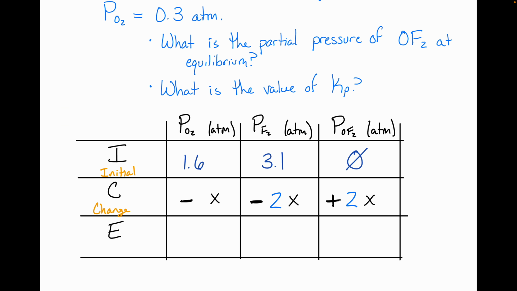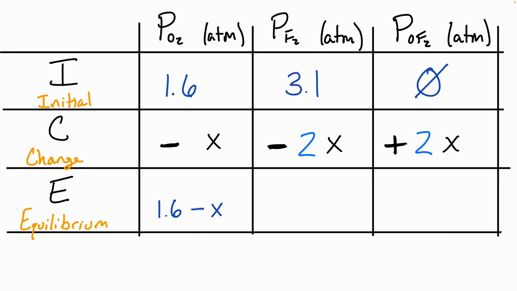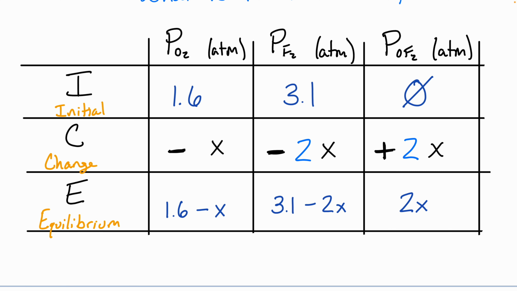All right, so now let's do this first column together. I'm going to sum these two boxes together. So that means it's going to become 1.6 minus x in my equilibrium box here. All right, take a second and fill in the rest of it. Okay, 3.1 minus 2x. And 0 plus 2x is just 2x. Okay?